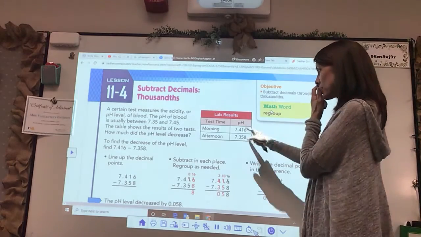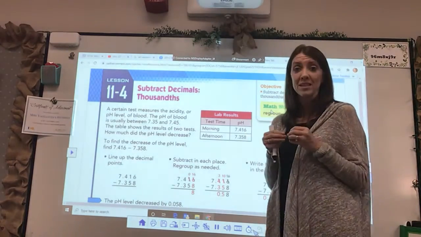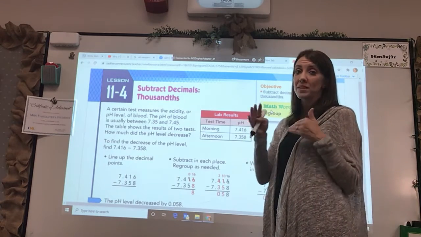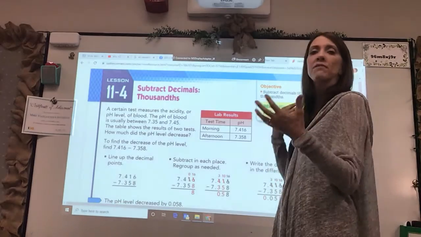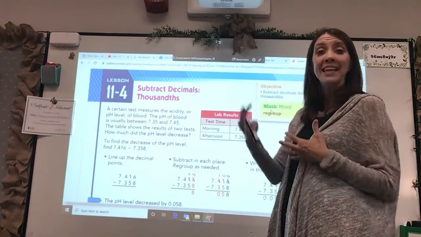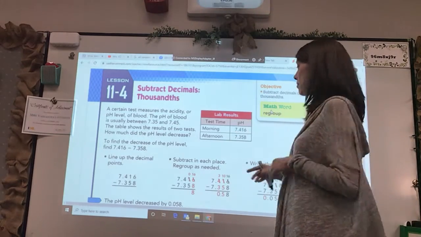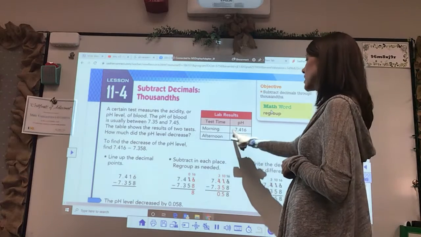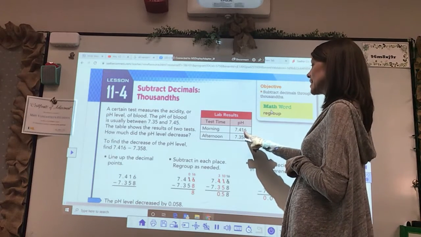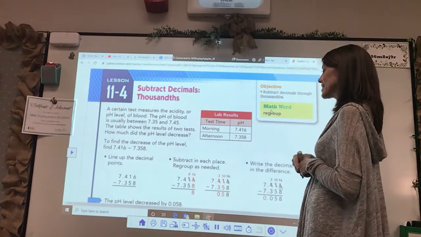All right, so we've got the morning test and the afternoon test, and it wants to know how much something decreased. If you're trying to find the difference between something, you know you are going to be subtracting, right? You're not adding up, you're not finding a total or a sum or all together. You're finding out what's the difference. That means you need to subtract one thing from the other. Morning was more than afternoon, so let's subtract 7 and 416 thousandths minus 7 and 358 thousandths.